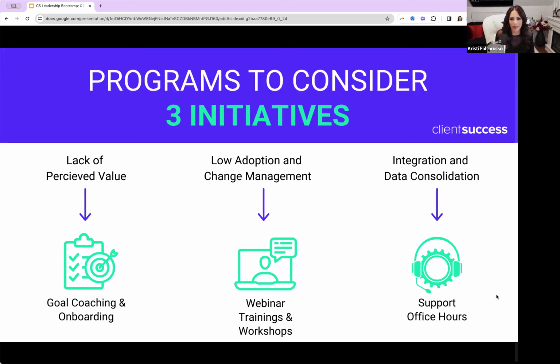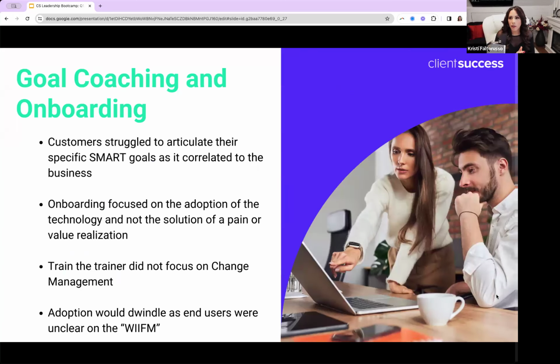So I'm solving for the right things. If I know that these three things are also why my customers stay, I also know that there are three things that are causing risk in my book, and if I solve for them, I should be driving more staying and less going. That's my goal. So let's talk a little bit about these programs.